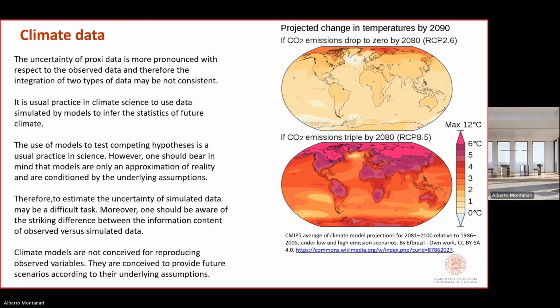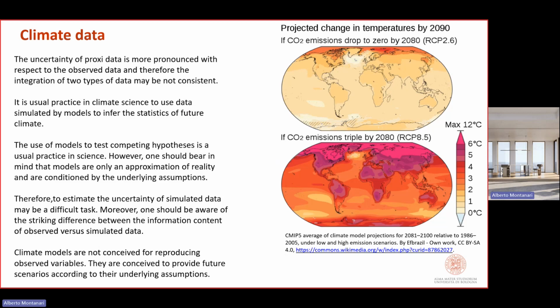And clearly, there is another opportunity for estimating the past climate, and it's related to the use of models. So climate models may be used to make future projections, but they may also be used to reconstruct the past climate. And there is the belief that the uncertainty of climate models may be lower than the uncertainty of proxy data, and to some extent also lower than the uncertainty of observations.